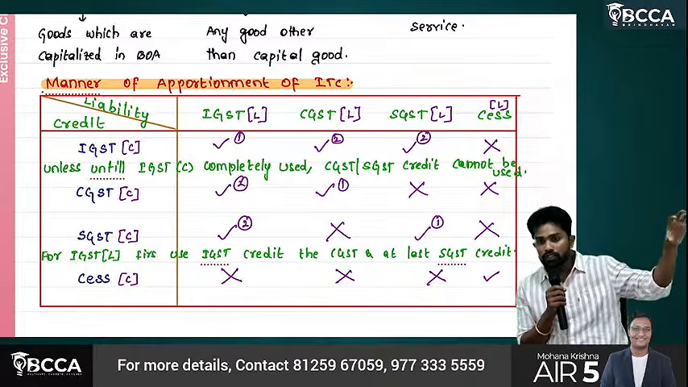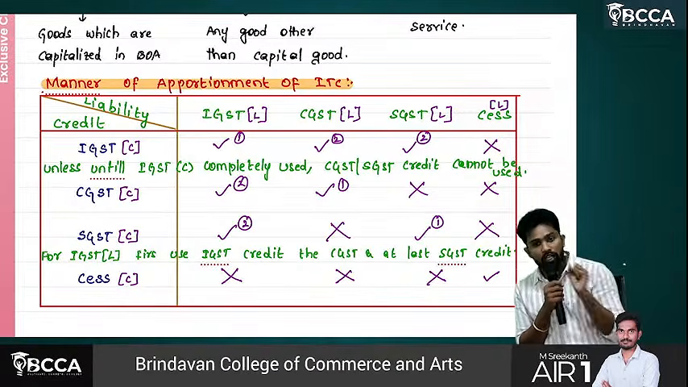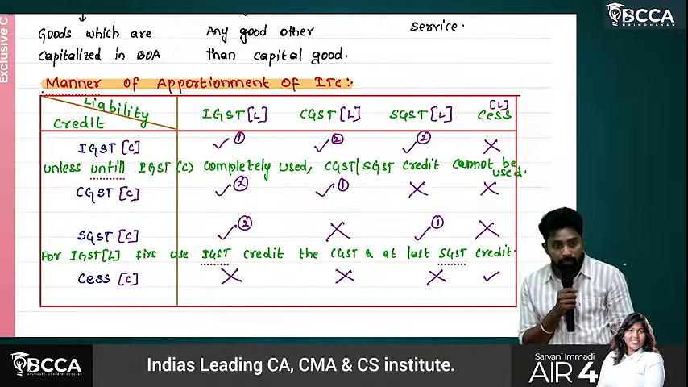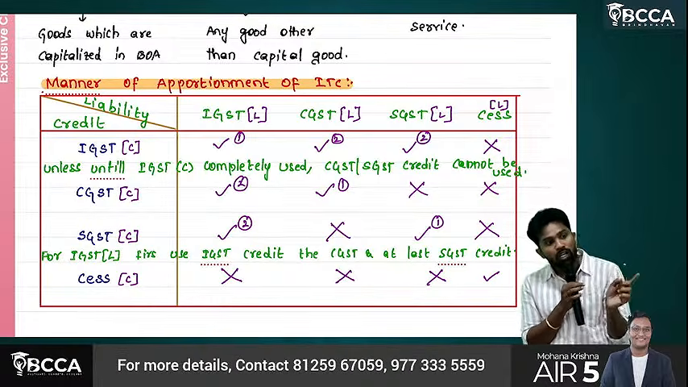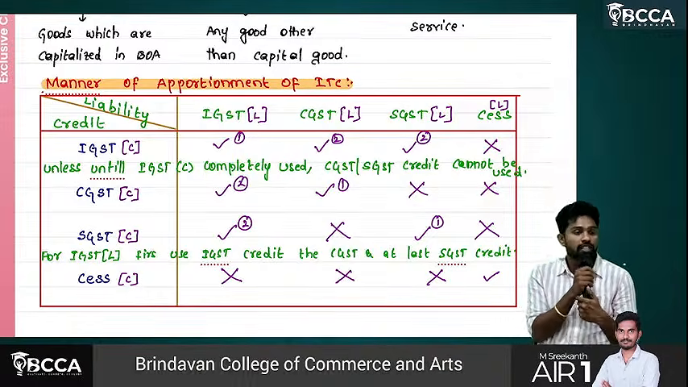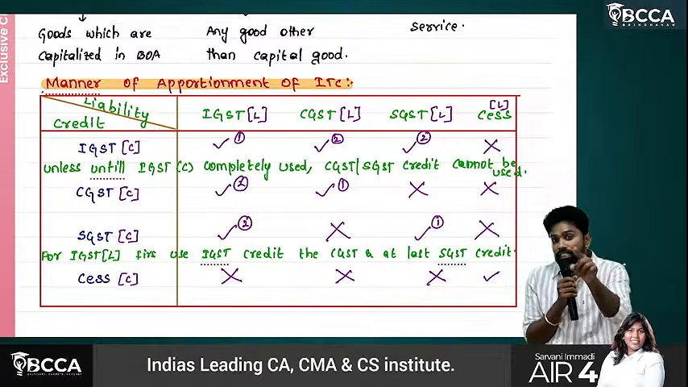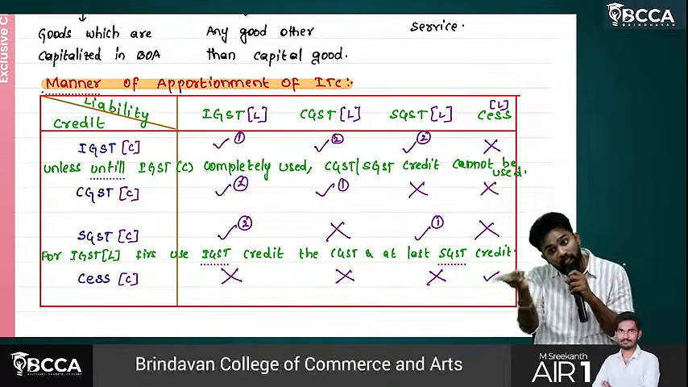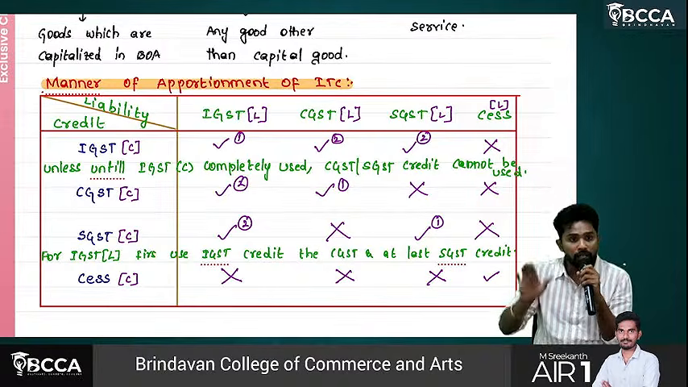On inwards you will get ITC. On outwards you will have tax payable. And it was said that ITC can be set off with the tax payable. But is it one to one or one to many? How it can be set off is the question. For that, IGST credit has to be first adjusted with IGST, then with CGST or SGST in any ratio, in any proportion.